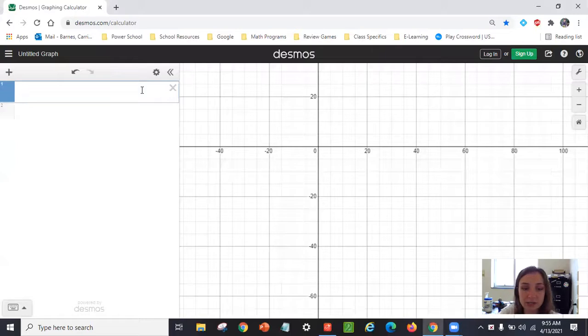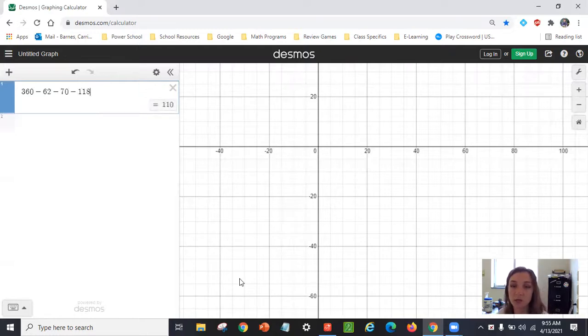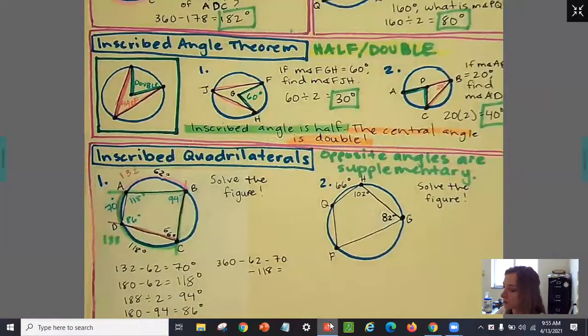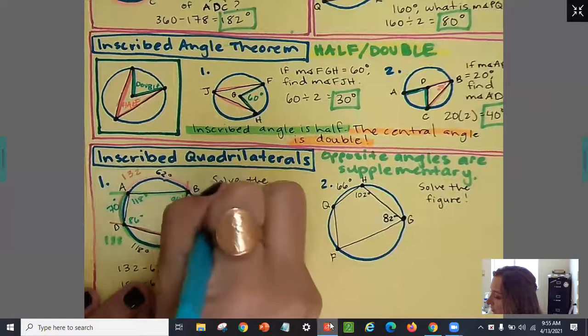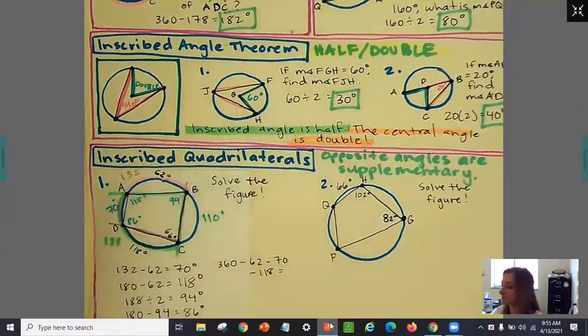Okay, so let's do 360 minus 62 minus 70 minus 118. And this is going to be 110. So this measure right here is going to be 110 degrees.